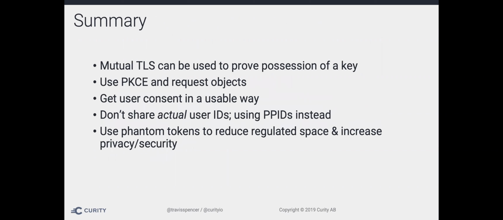So in summary, lots of different aspects in OAuth and OpenID Connect that you can use to create financial grade APIs, including proof key for code exchange or PKCE, different things you can do with user consent, being able to share a synonymous pairwise identifier instead of the actual user ID. A very simple technique of this phantom token pattern, to reduce the regulated space. And then we also talked about mutual TLS and creating holder of key or proof key tokens rather than bearer tokens.